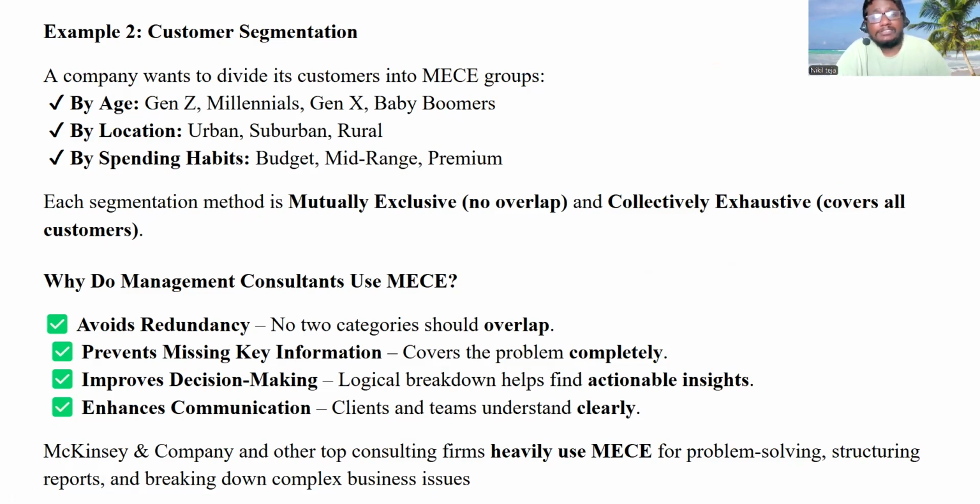And why do management consultants use MECE? Let's see. Avoids redundancy. Redundancy is nothing but duplicates. So there will be no overlap between two categories. That is avoiding redundancy. Second is prevents missing key information. Why? Because collectively exhaustive will be covering all the elements of the different categories, different segments. So there is no chance of missing key information.